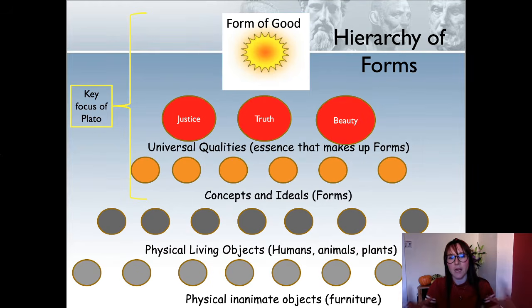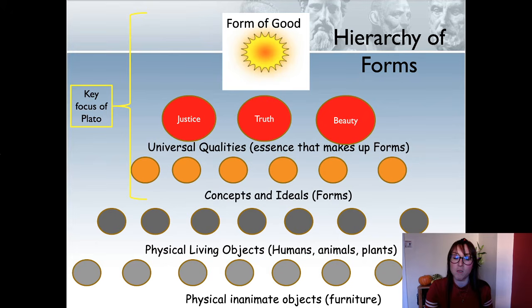And so this is the hierarchy of forms. This is what Plato focused on. He focused, of course, on the form of the good at the top, and then the universal qualities. The three most important universal qualities for Plato were justice, truth, and beauty. Underneath are other concepts and ideals, so this might be humour, the perfect form of humour.